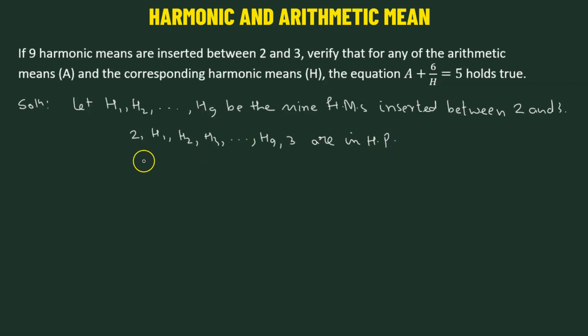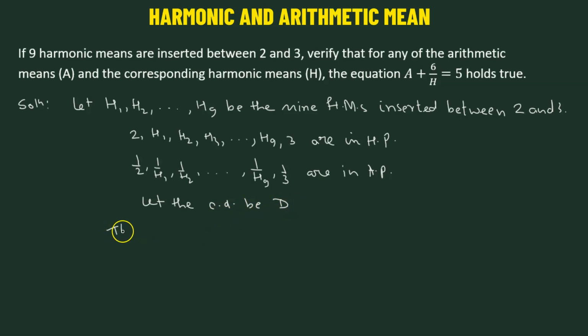Now, if they are in harmonic progression, then the reciprocals 1 over 2, 1 over h1, 1 over h2, all the way up to 1 over h9 and 1 over 3 are going to be in arithmetic progression. Let the common difference be denoted by the letter D. Then we can define the nth term of the arithmetic progression, which is given by the first term added to n minus 1 times the common difference d.